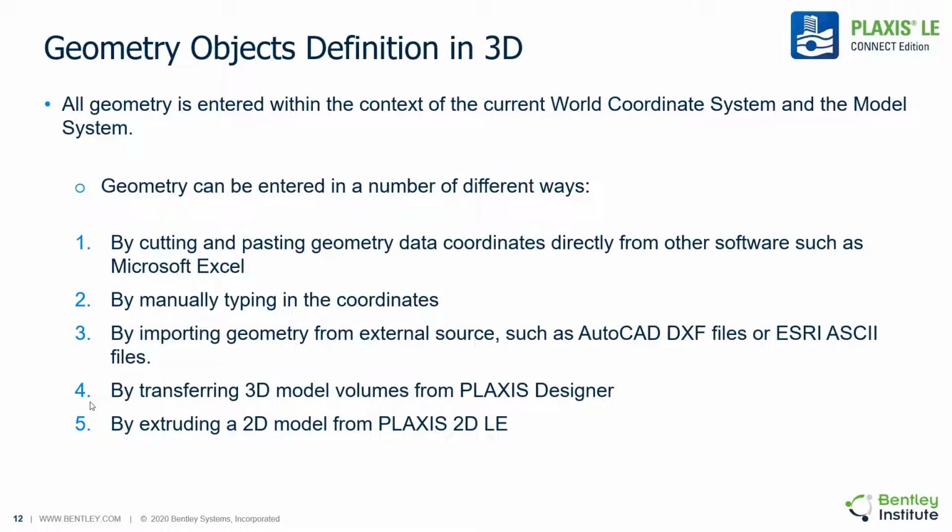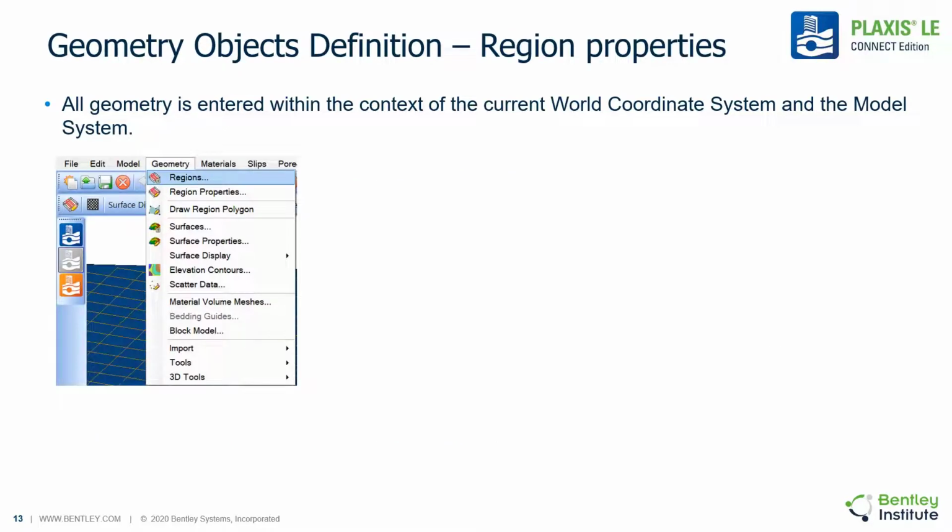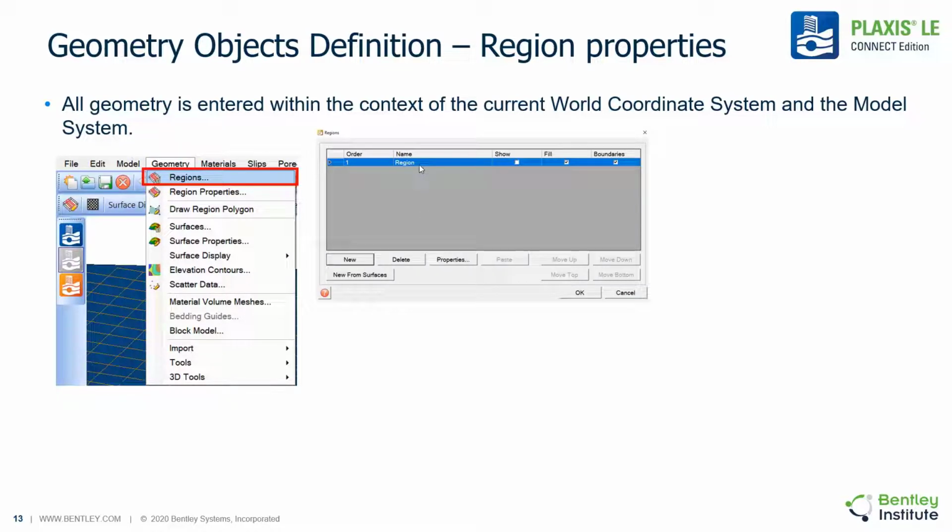The fourth option is transferring the 3D model from PLAXIS Designer, as these two tools are interconnected, or you can extrude the 2D model from PLAXIS 2D LE. When accessing the geometry menu, the first two options users will see refer to the Regions and Region Properties dialog. When clicking on the Regions dialog, users will see the regions that are already included in the model, also referring to the order of each of these regions.